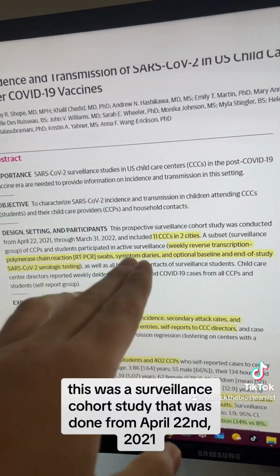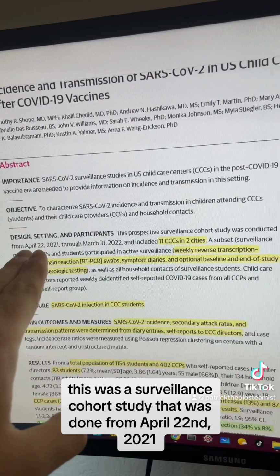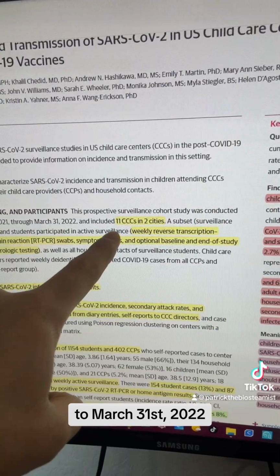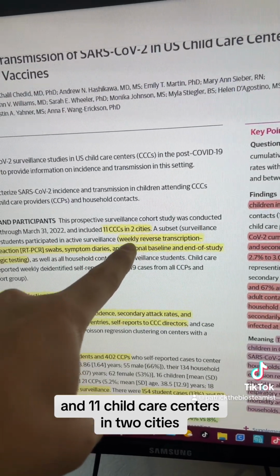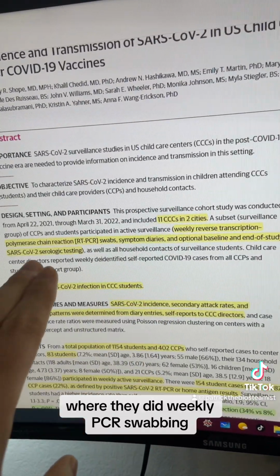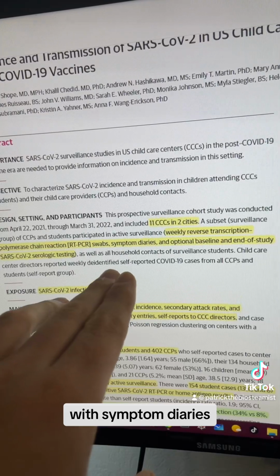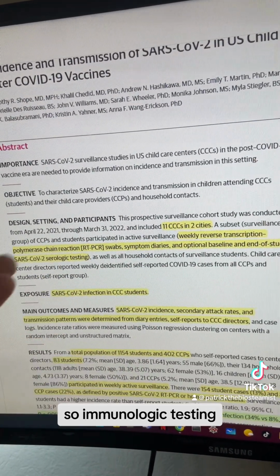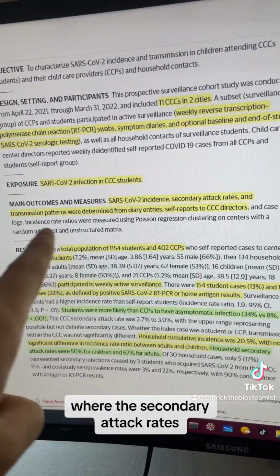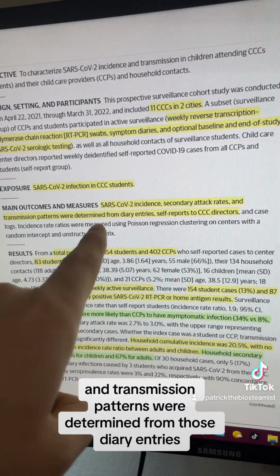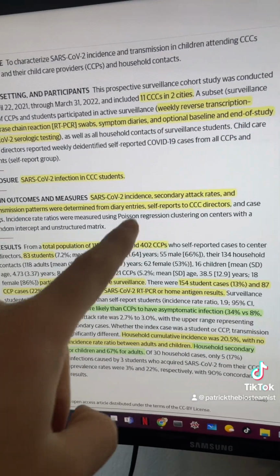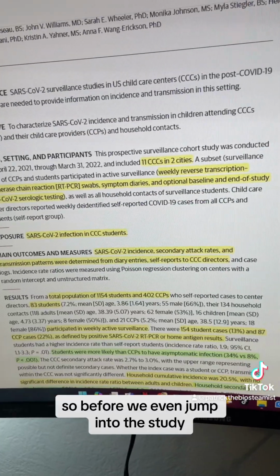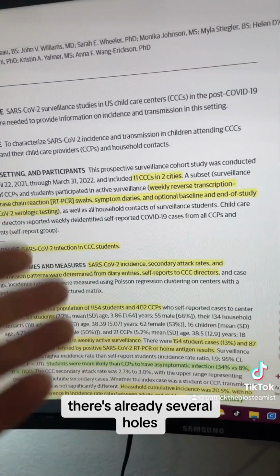This was a surveillance cohort study that was done from April 22nd, 2021 to March 31st, 2022, in 11 child care centers in 2 cities, where they did weekly PCR swabbing with symptom diaries and optional baseline and end of study serologic testing, so immunologic testing, where the secondary attack rates and transmission patterns were determined from those diary entries. And this was all self-reported to the child care center directors. So before we even jump into the study, there are already several holes.